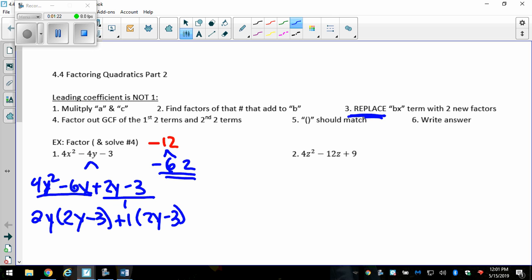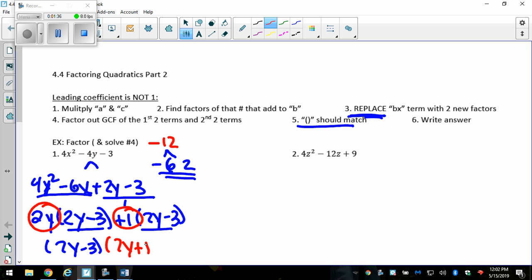Step 5 tells you that your parentheses should match. So we check. Yes, they're the same thing. The way we write our answer then is that parentheses is going to be written 1 time, and then what was in front of them, the 2y and the positive 1, that's going to go in the second parenthesis over here.